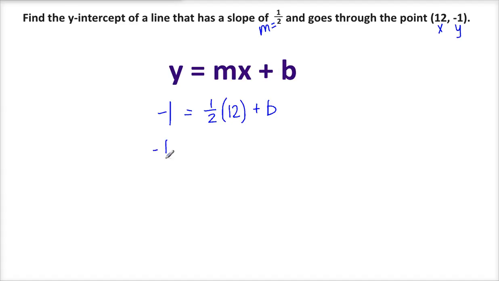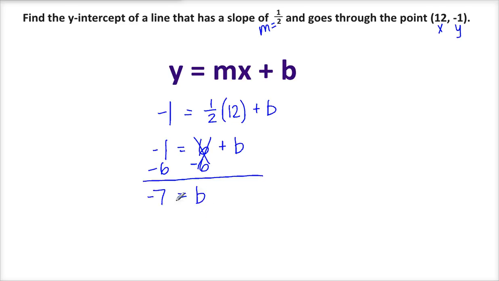Clean it up so it's easier to work with. 1/2 times 12, that's just saying what's half of 12? It's 6 plus b. Okay, we need to figure out what b is all by itself, so this 6 needs to go away. Combine it with its 0 pair, which is -6, and do that on both sides to keep it balanced. -1 minus 6 is -7. This equals, well, that's a 0 pair, so this equals b.